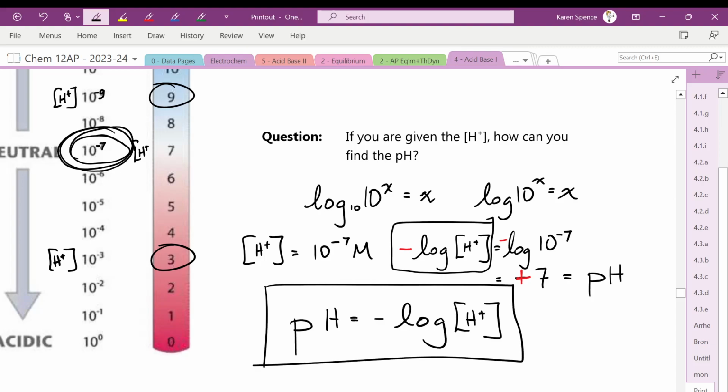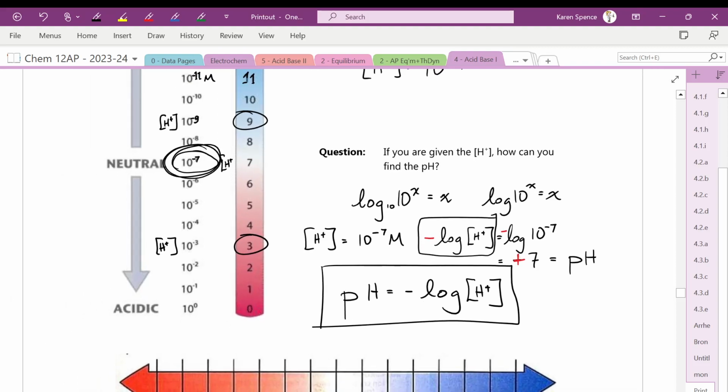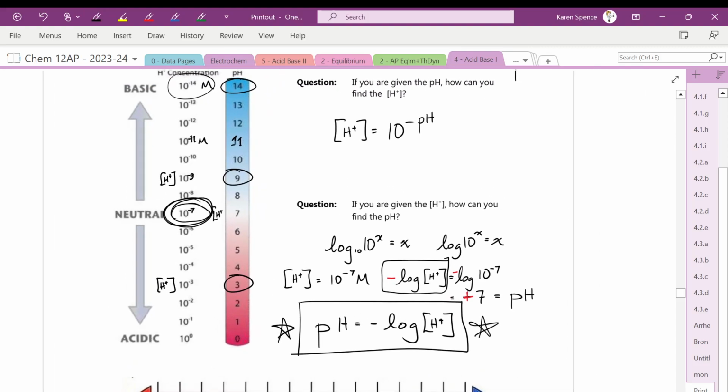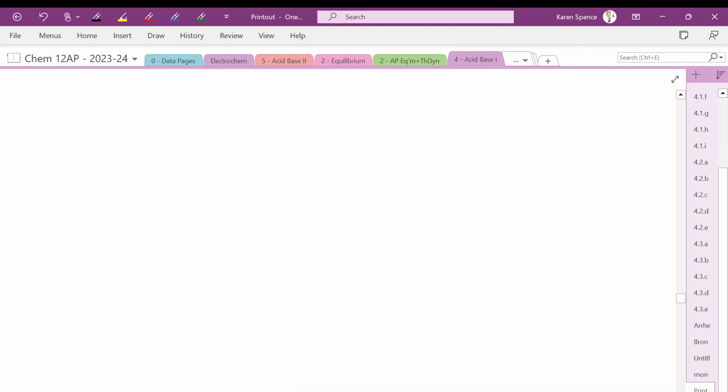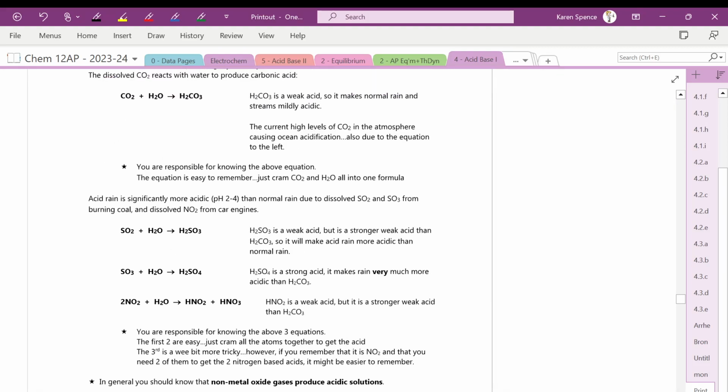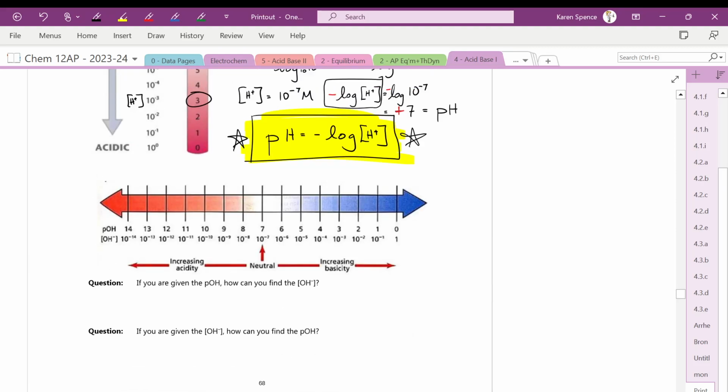Is that good? Okay. You are responsible for memorizing this formula. You are also responsible for memorizing this formula. And the good thing is that once you have got those formulas, it's actually some really simple, cheap marks. You know what I mean? It's like, oh, find the pH. Okay, I can do that.